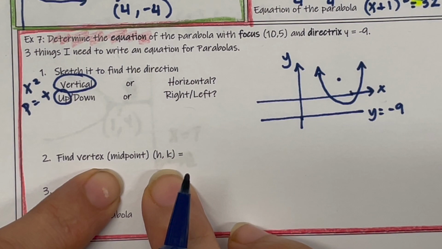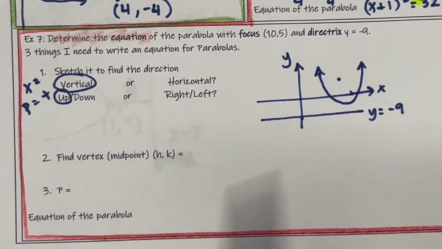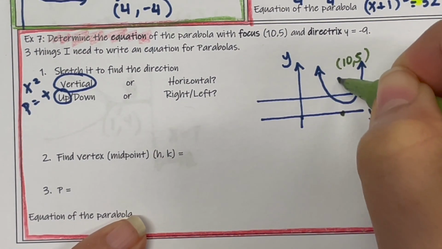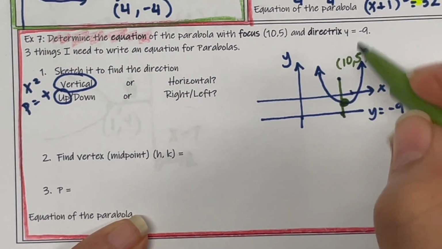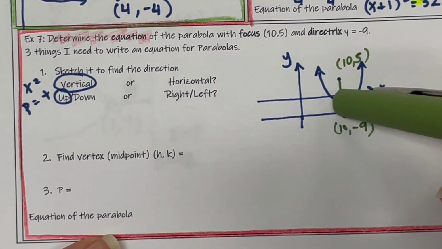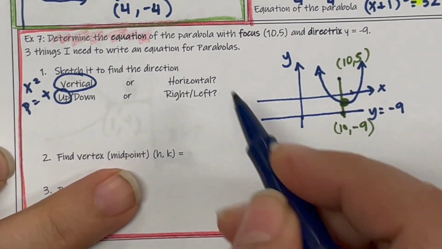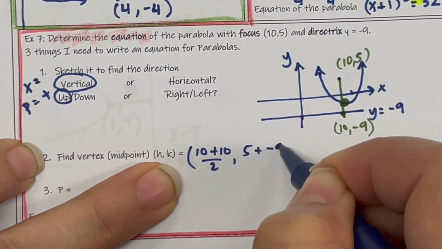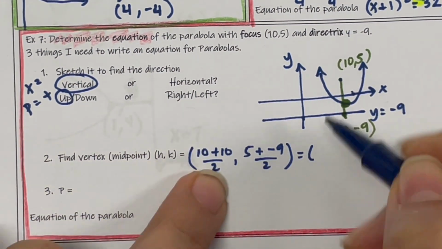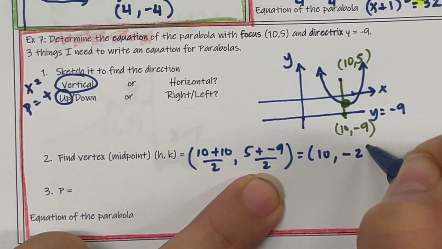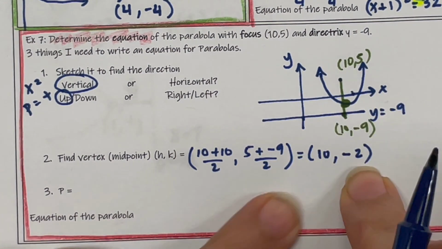The second thing is we need to get the vertex. What do we know? We know the focus is (10, 5), and we know the directrix is at y equals -9. If we pick a point right underneath the focus, that's going to be the point (10, -9). The vertex is going to be in the middle of those two points, so we find the midpoint. Add them together and divide by 2. That gives me 10, and 5 plus -9 is -4, divided by 2 is -2. So I've now got the vertex.